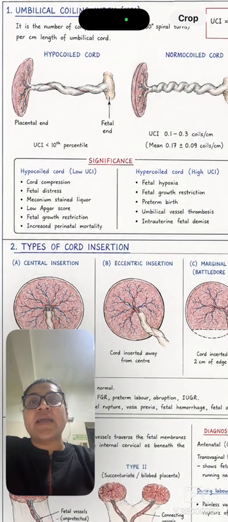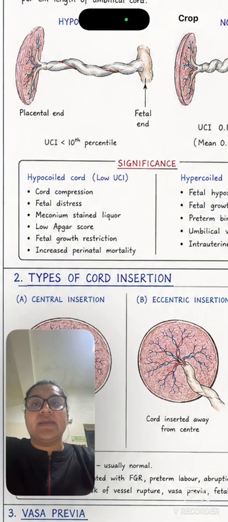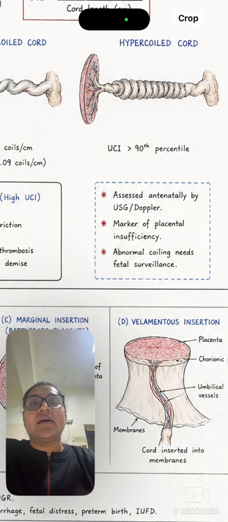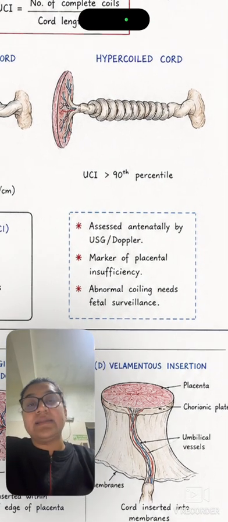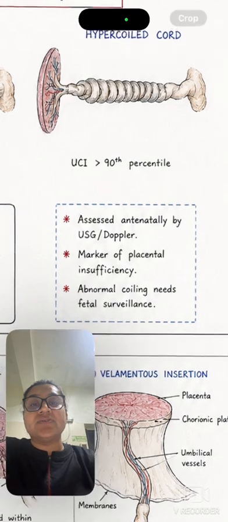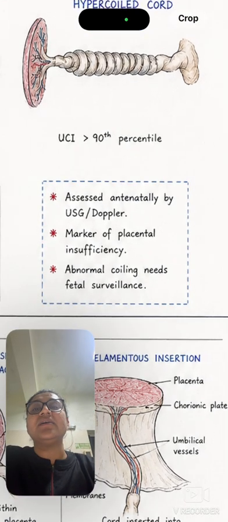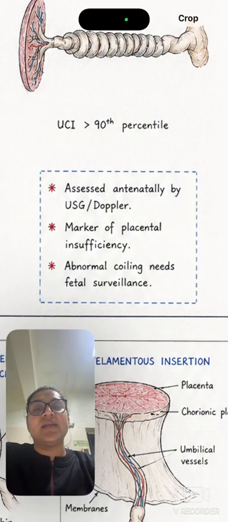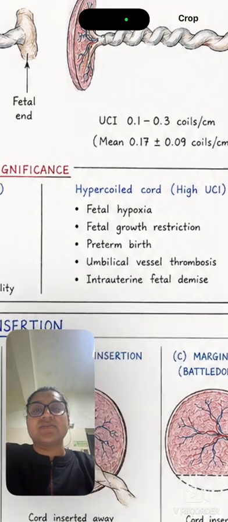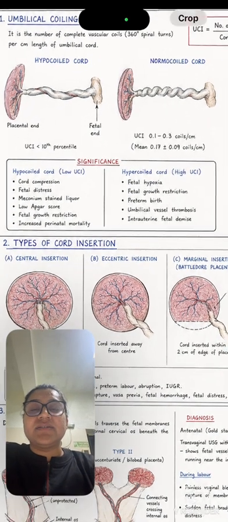We call it a hypocoiled cord when its UCI is less than the 10th percentile. And we call it a hypercoiled cord when UCI is greater than the 90th percentile. So what's its significance? It's assessed antenatally by USG Doppler. It's a marker of placental insufficiency. Abnormal coiling needs fetal surveillance. So this is the box where we'll write its significance.